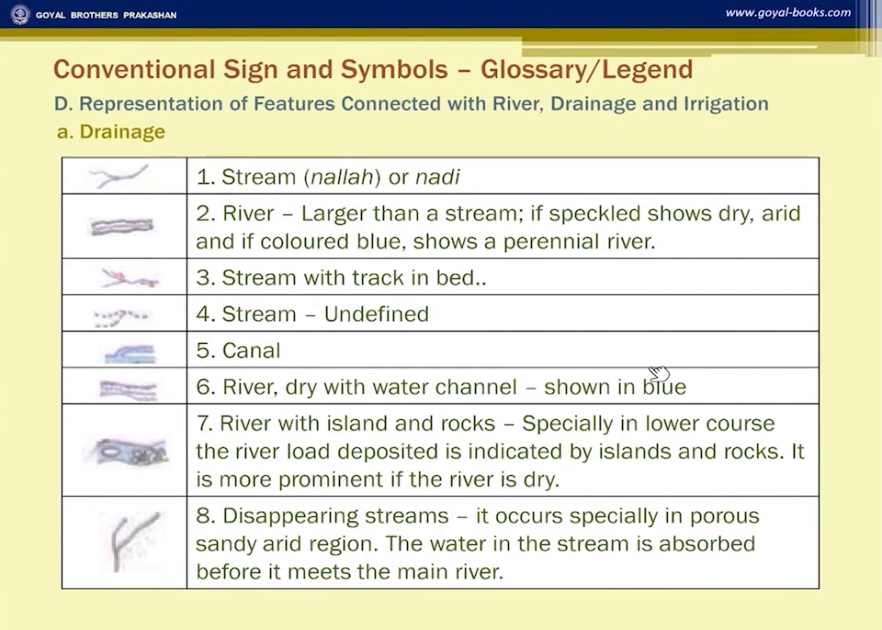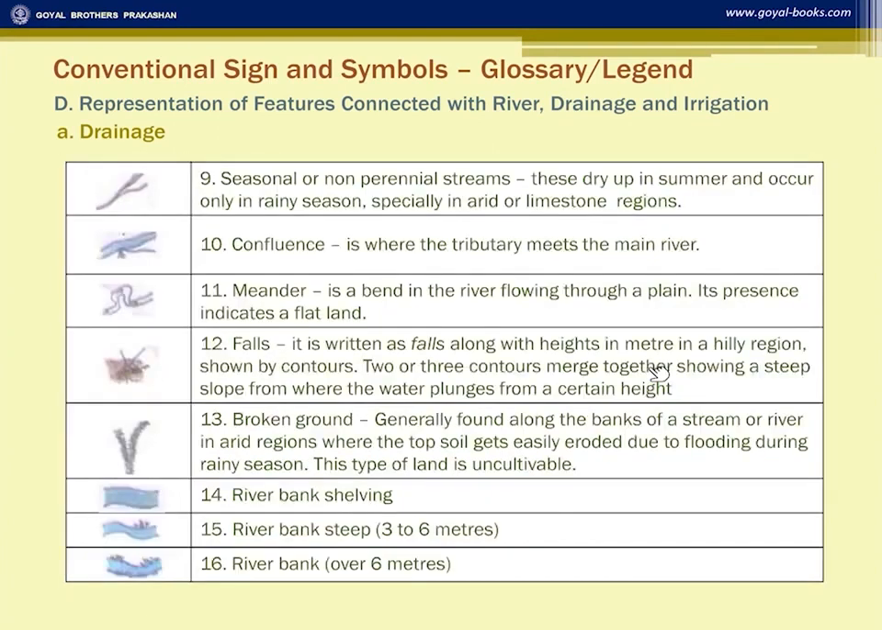The disappearing streams occur especially in the porous regions and in the dry regions, arid regions, where the water in the stream is evaporated before it meets the main river. You have these non-perennial streams which dry up in the summer and occur only in the rainy season. Confluence is where the tributary meets the main river, and meander generally is found in the plain area because the river, when it flows through a flat land, forms the meander.